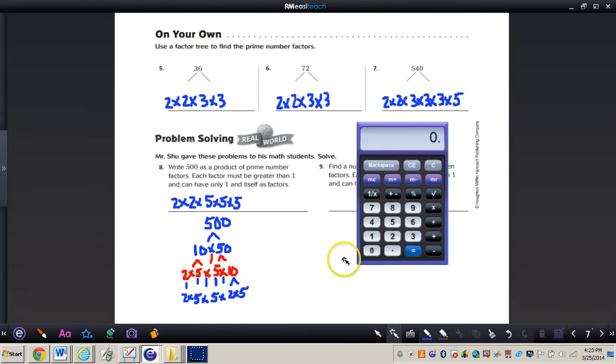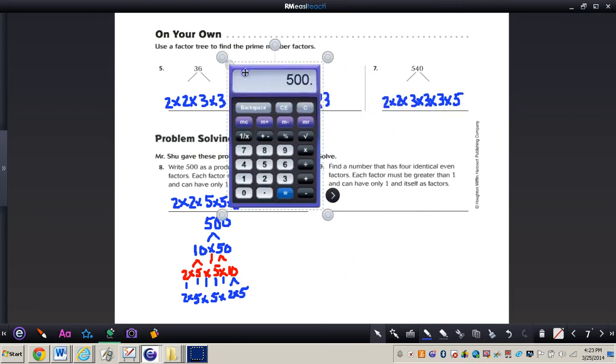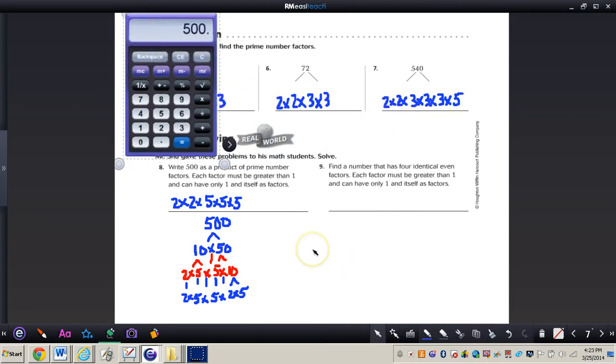Now if we want to double check this, we can get out our calculator here, which I highly suggest. We can just punch our numbers right in. 2 times 2 times 5 times 5 times 5 gives me 500, so that means we do have the correct answer for my prime number factors of the number 500. Now, what I want you to do, let me move my calculator out here, is number 9. I want you to think about this.